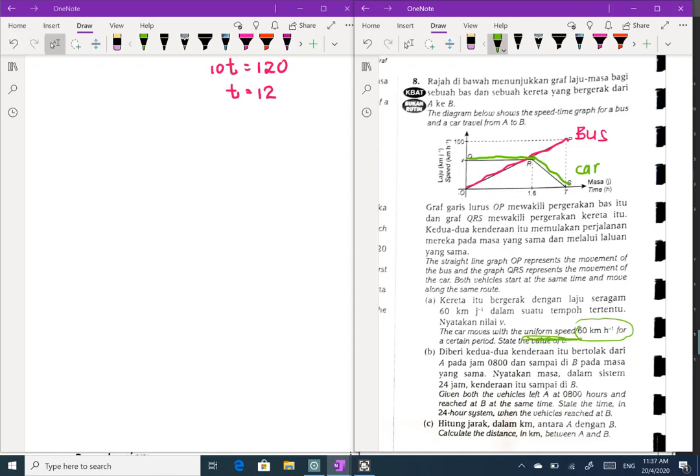Uniform speed means it is horizontal. So the uniform speed for this one is 60 km/h. Okay, what is the V? Sure, it is 60.